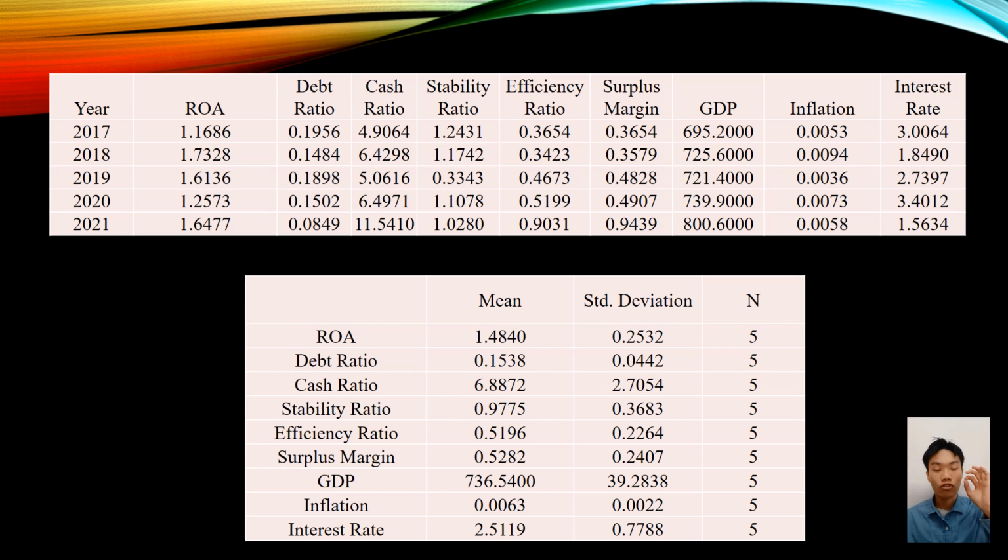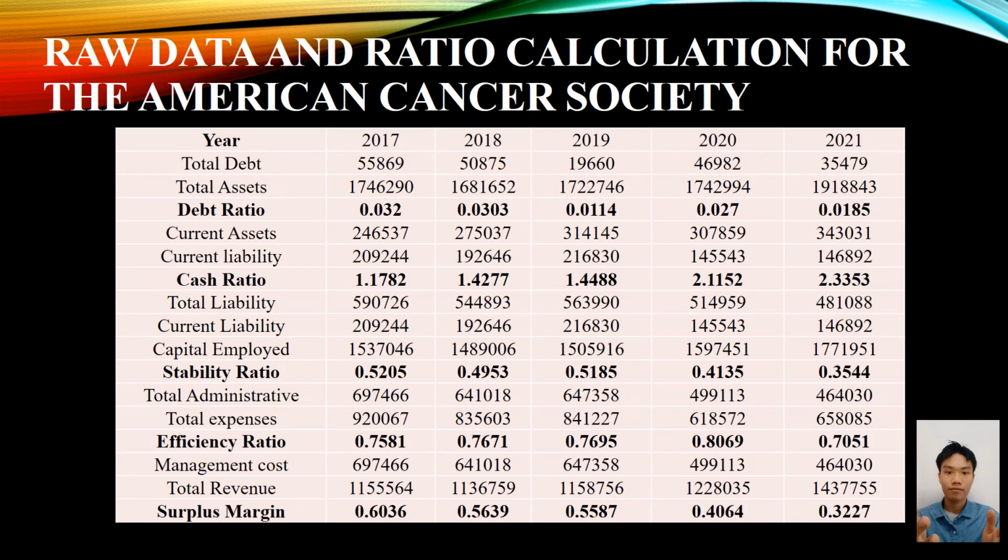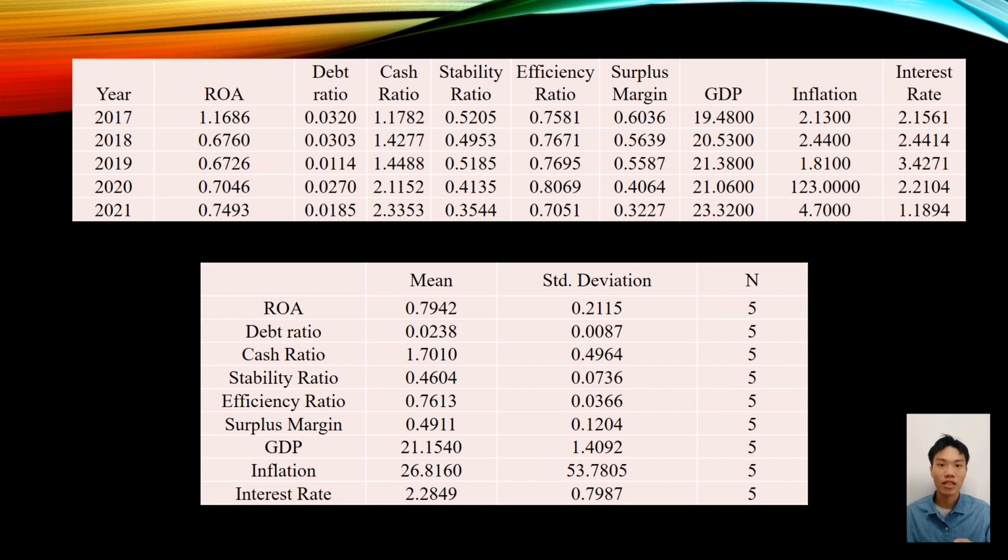Here we generate the ROA, debt ratio, cash ratio, stability ratio, efficiency ratio, surplus margin, GDP, inflation rate, and interest rate from the year 2017 to 2021. From there, we have calculated the mean and standard deviation for this non-profit organization, while we have the GDP, inflation, and interest rate as the external factors.